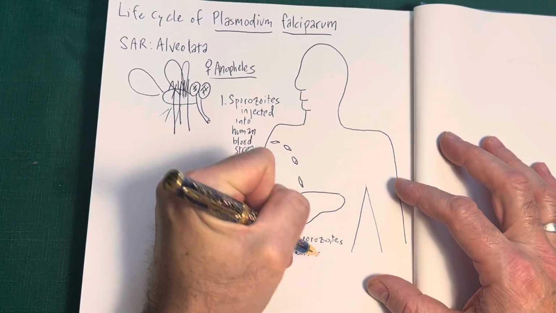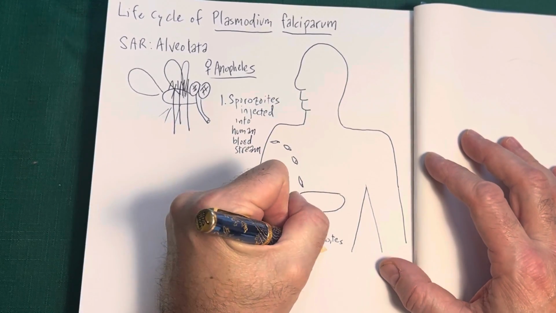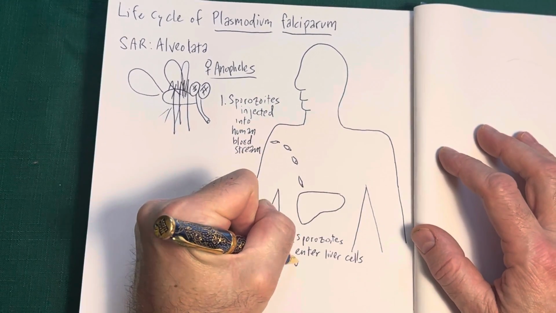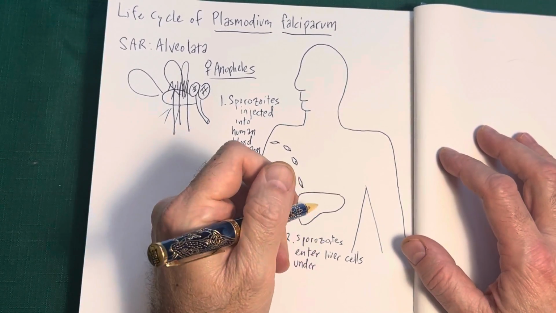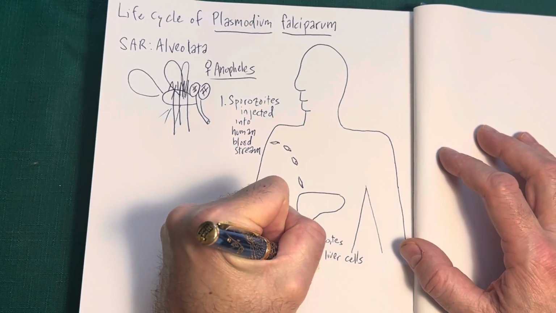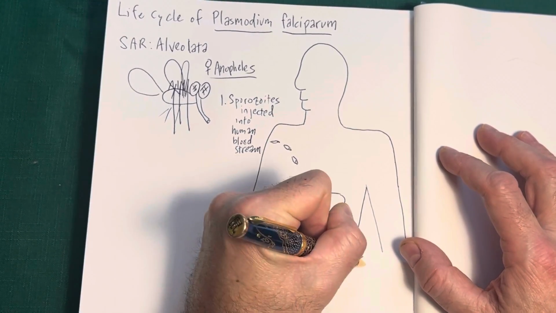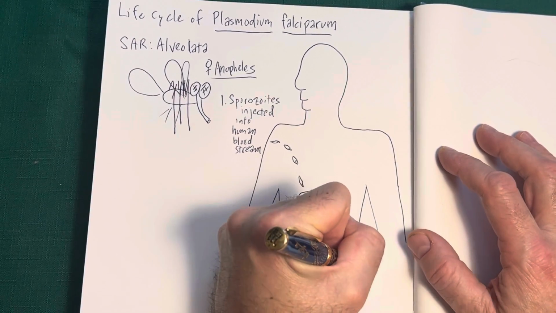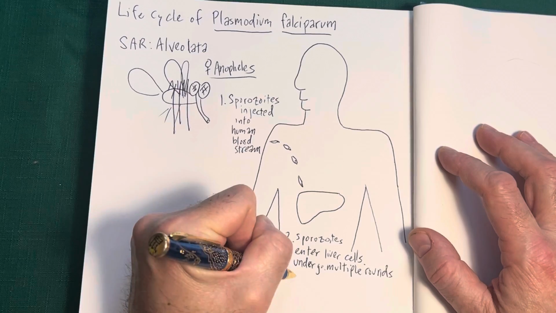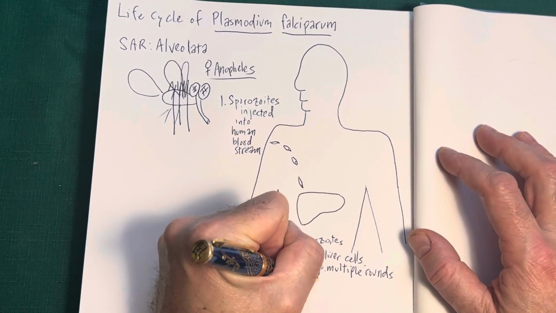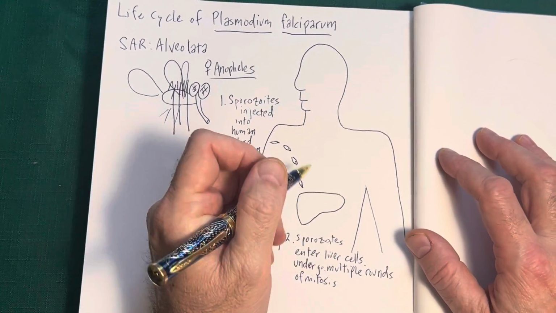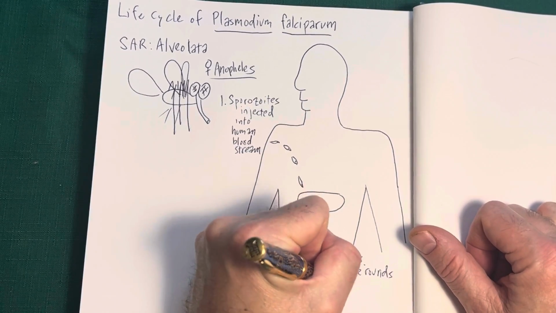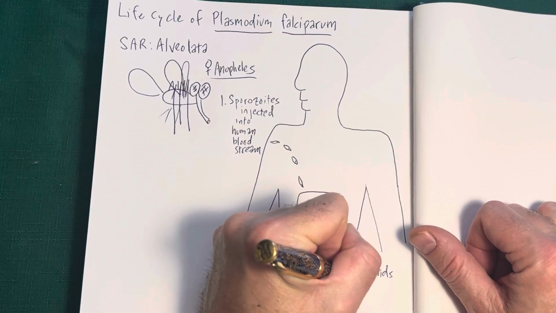Okay, so second thing that happens, the sporozoites enter liver cells, and they undergo multiple rounds of mitosis. So they're producing lots and lots of daughter cells. And this process is called schizogony.